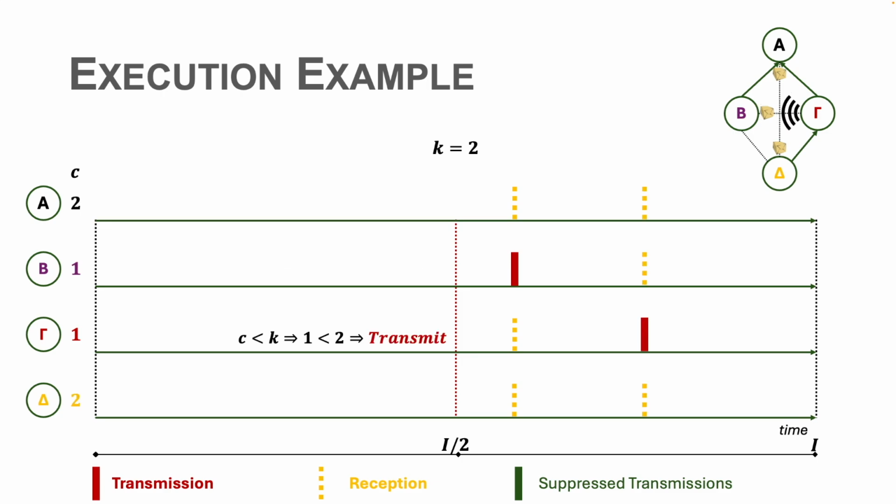Next, node gamma transmits its own control message as its counter is equal to 1, which is less than 2, and all the other nodes alpha, beta, and delta receive it and increment their counters by 1. As a result, when node alpha's transmit time arrives, it suppresses its transmission since its counter is equal to 2. And finally, node delta will as well suppress its transmission since its counter is equal to 2.